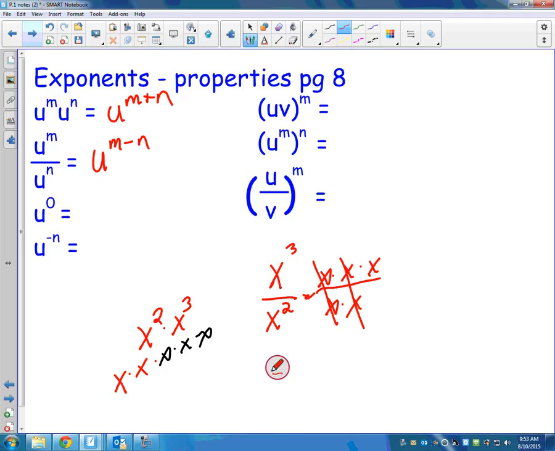Anything to the 0 power, people always want to say 0. It's really 1, because my explanation to that, we can look at some patterns, but basically it's like there's that 1 in front of it. There's not any u's left, but it still has that coefficient in front of it.